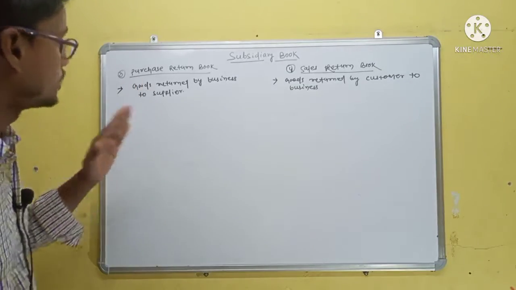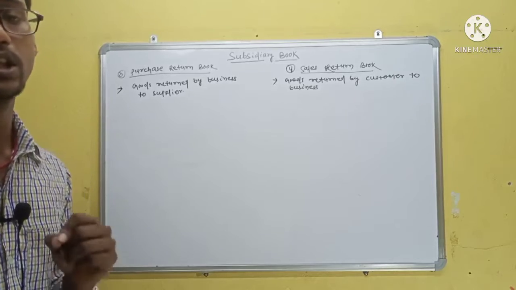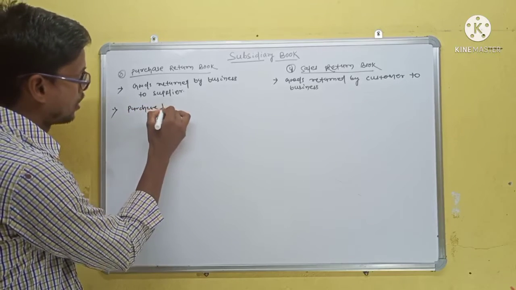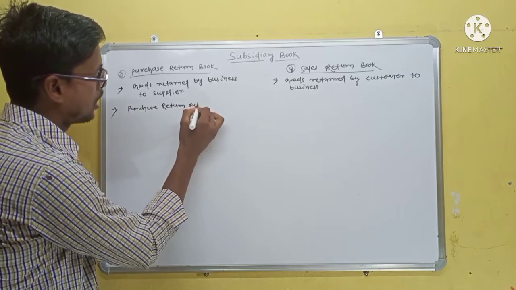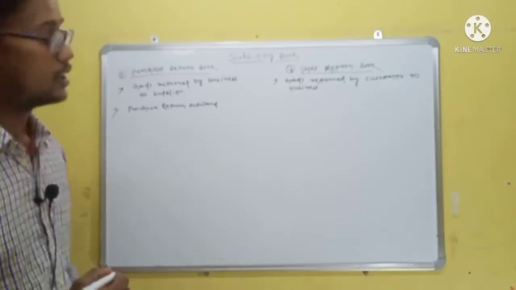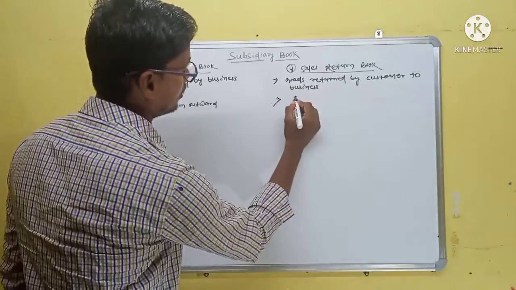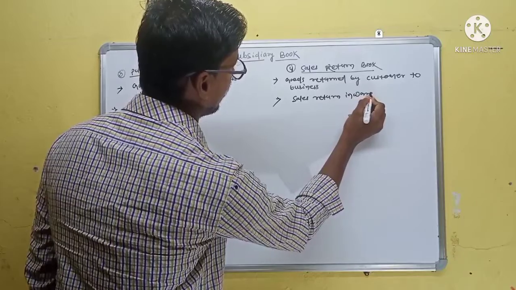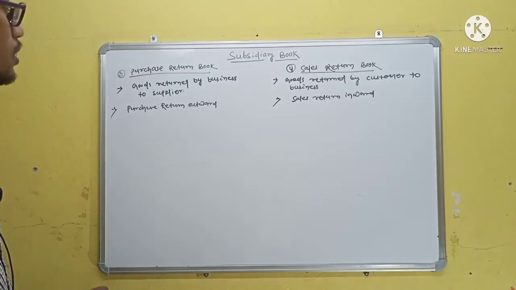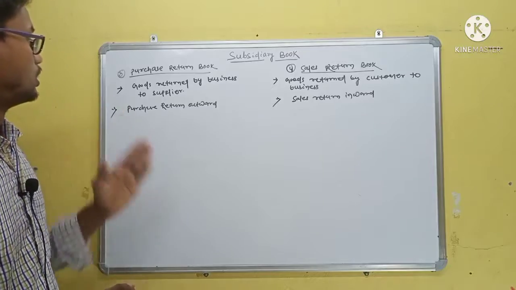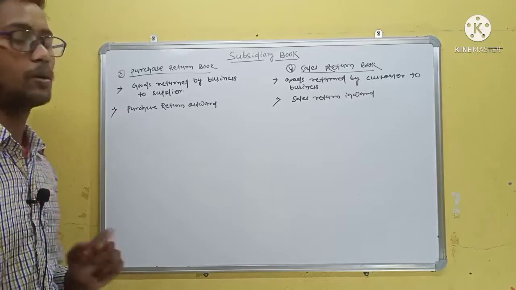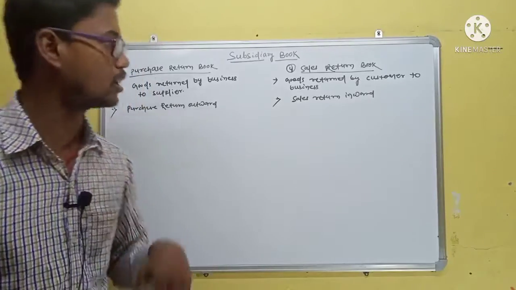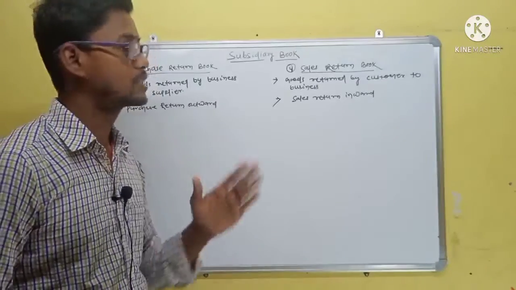The purchase return book is otherwise named purchase return outward, and the sales return book is otherwise named sales return inward. When goods are returned by the business to the supplier, it is recorded in the purchase return book. And when goods are returned by the customer to the business, it is recorded in the sales return book.